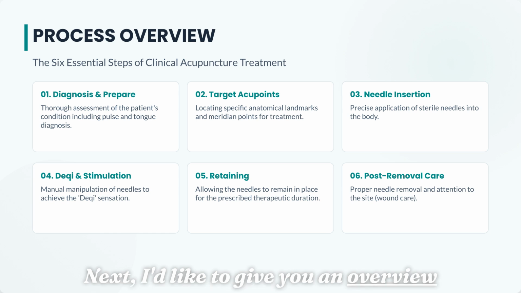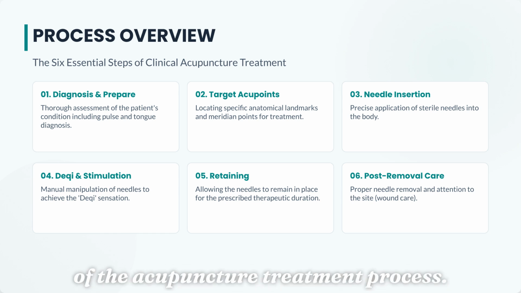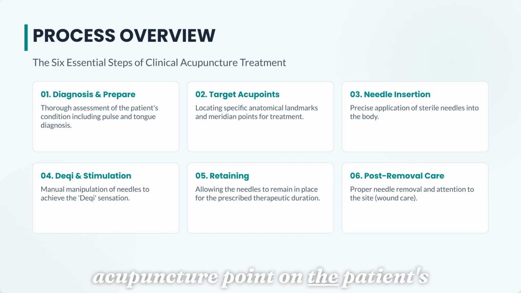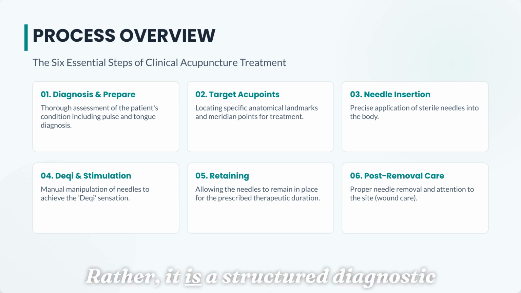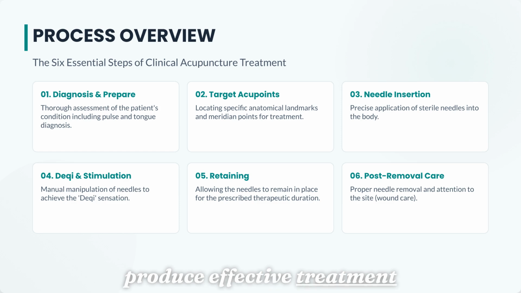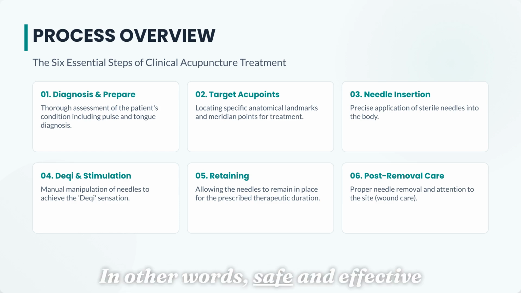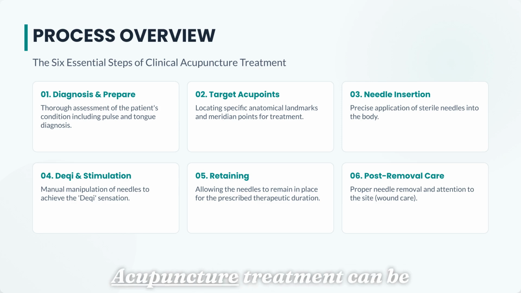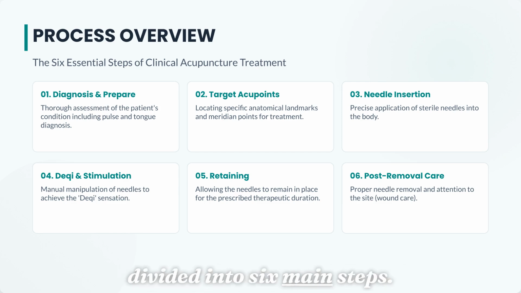Next, I'd like to give you an overview of the acupuncture treatment process. We should not think of acupuncture as simply inserting a needle into an acupuncture point on the patient's body. Rather, it is a structured diagnostic and therapeutic process designed to produce effective treatment outcomes. In other words, safe and effective results can be achieved only when every step is properly followed. Acupuncture treatment can be divided into 6 main steps.